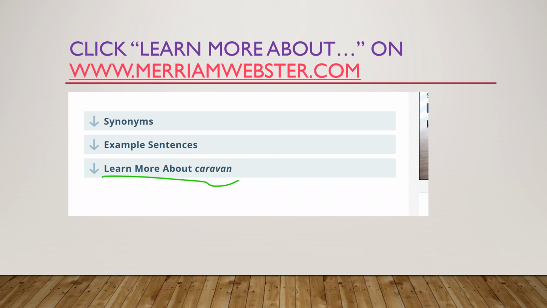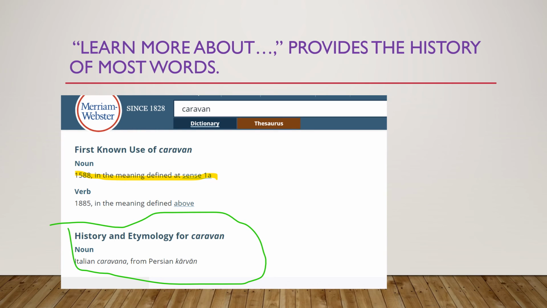If you want to find the language and base words which a particular word came from, all you need to do is scroll down the page for the word and click the link which begins with Learn More About on Merriam-Webster.com. Once you have clicked Learn More About, you will find historical information about a particular word. For example, when you investigate the origins of caravan, you learn that the first known use of caravan as a noun was in 1588, and the definition was the same one as the definition for caravan in slide 10.